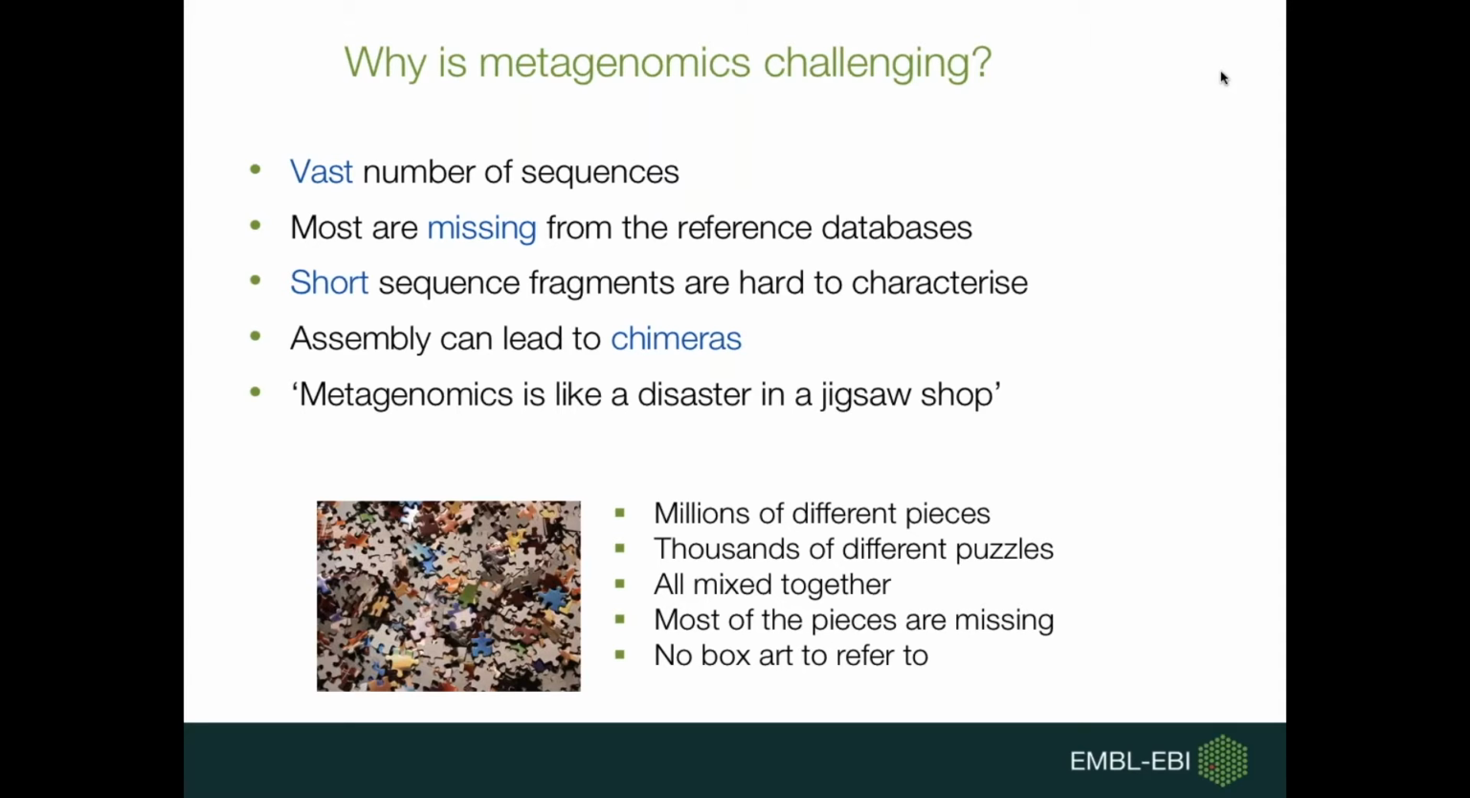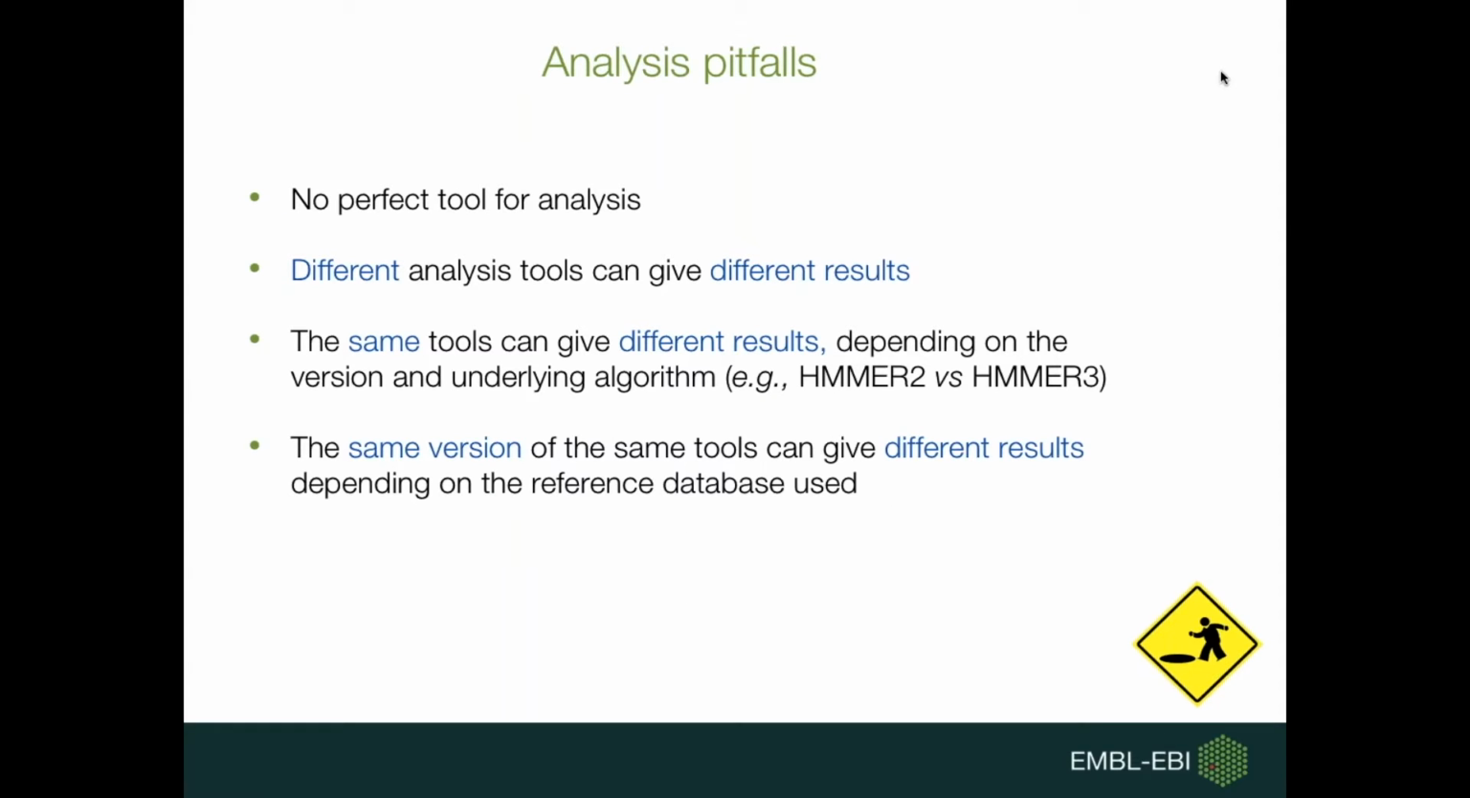Most of the pieces are actually missing because you're not sequencing them, and there's no box art to refer to. There are no reference genomes for these things. Also, you might find that some of the tools can have their own pitfalls and can lead you into dark places. So there's no perfect tool for metagenomic analysis.